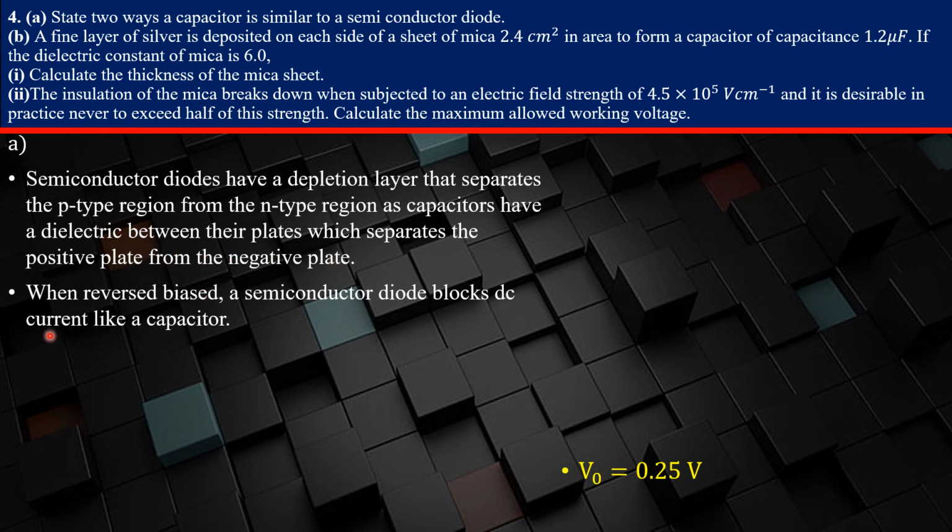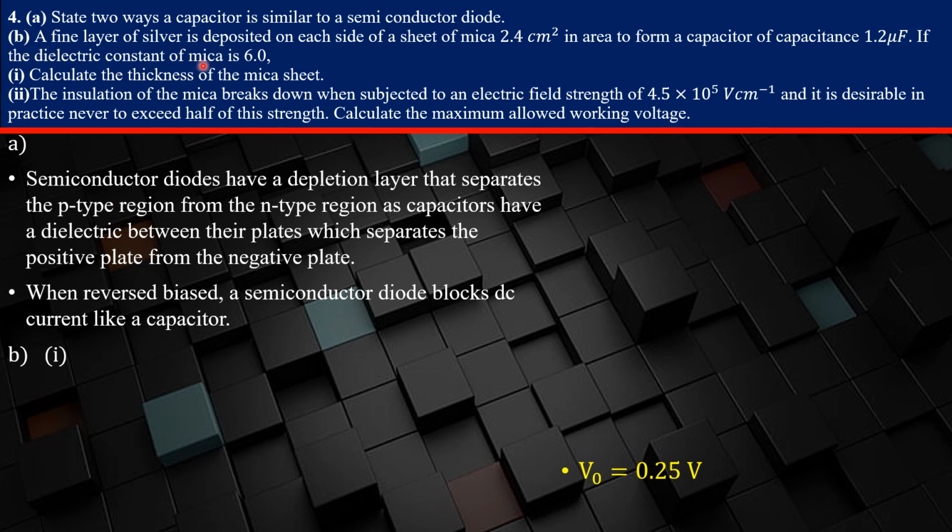Good. Now, when reverse biased, a semiconductor diode blocks DC current like a capacitor. Yeah, capacitors block DC current. Why? Because the material between their plates is a terrible conductor of electricity. So the dielectric material is not a conductor of electricity. Sometimes you hear about air, you hear about wool, right? Good. So now let's look at B.